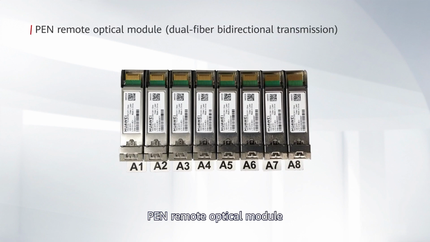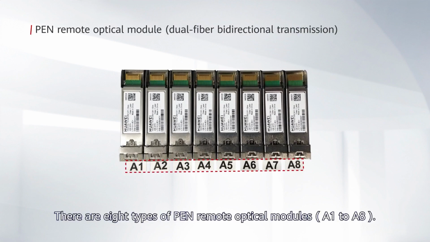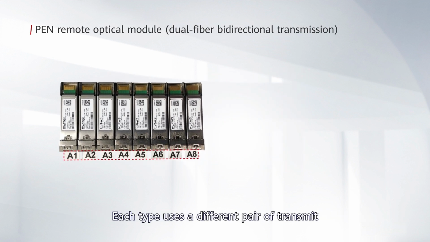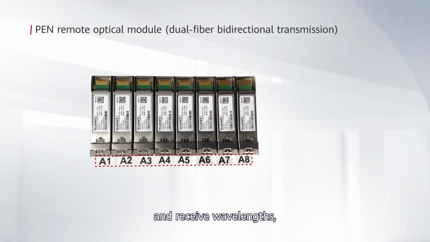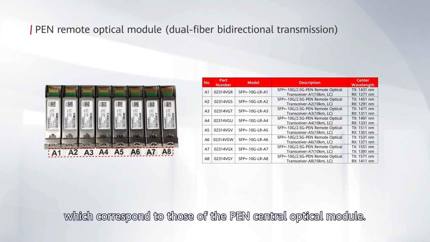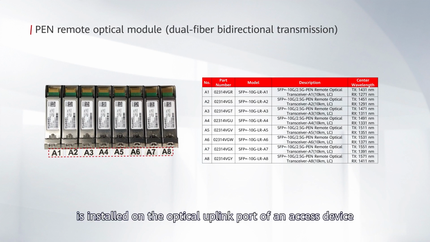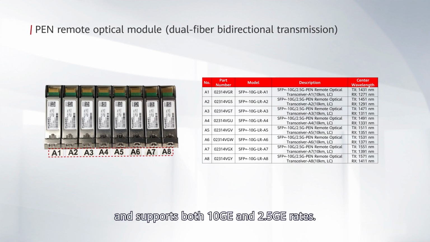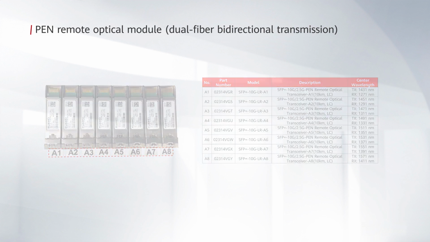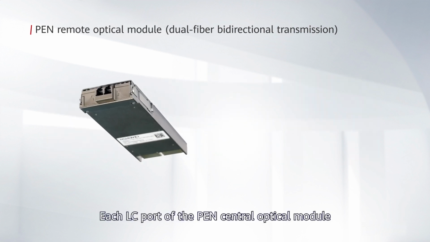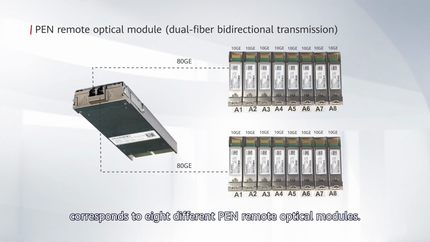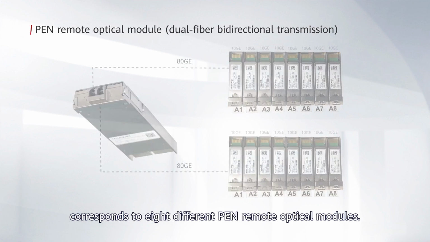PAN remote optical module. There are 8 types of PAN remote optical modules, 1 to 8. Each type uses a different pair of transmit and receive wavelengths, which correspond to those of the PAN central optical module. The PAN remote optical module is installed on the optical uplink port of an access device and supports both 10G and 2.5G rates. Each LC port of the PAN central optical module corresponds to 8 different PAN remote optical modules.